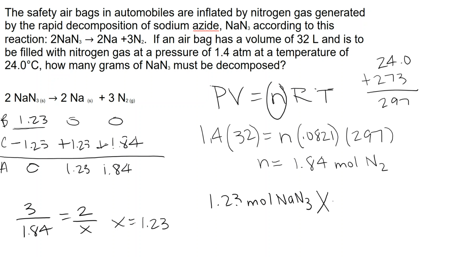Now when we look at the question, it asked for grams of that substance. So we need to do a one-step conversion from moles to grams, and we use the molar mass of NaN3 to do this. So in 1 mole of NaN3, there are 65 grams. And then when you complete this calculation, you should get a final answer of 79.95 grams of NaN3.